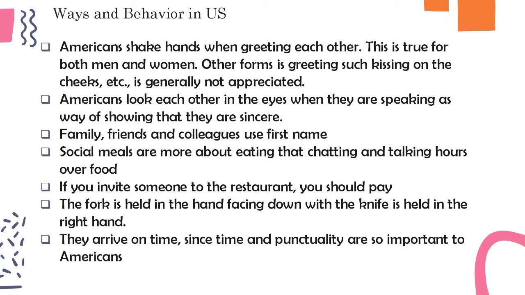Second, Americans look each other in the eyes when they are speaking as a way of showing that they are sincere. Third, family, friends, and colleagues use first names. Fourth, social meals are more about eating than chatting and talking for hours over food. Fifth, if you invite someone to a restaurant, you should pay.